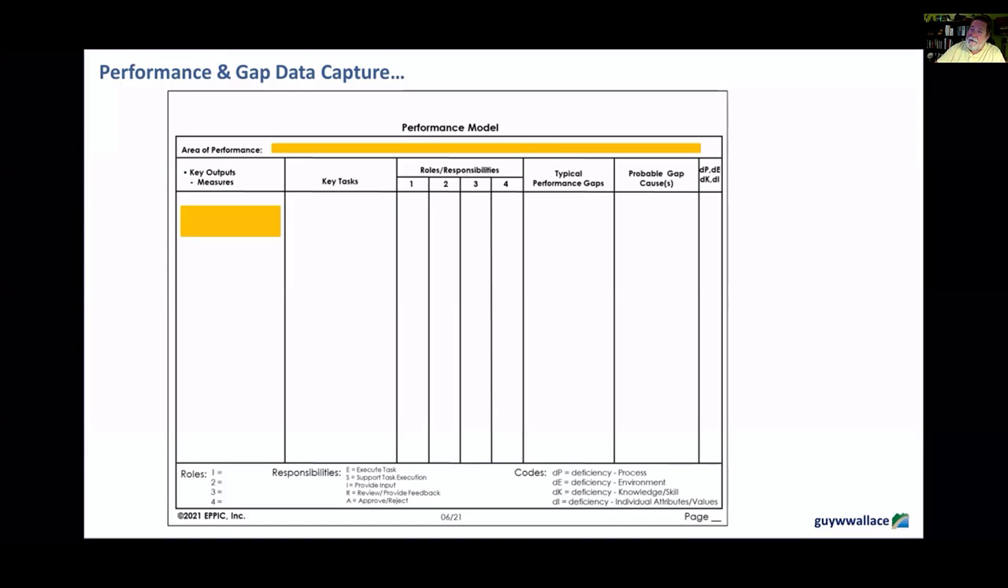So once we understand the outputs and measures, then I would identify the tasks. So here's where our traditional task analysis goes. And of course, it's not always as simple.